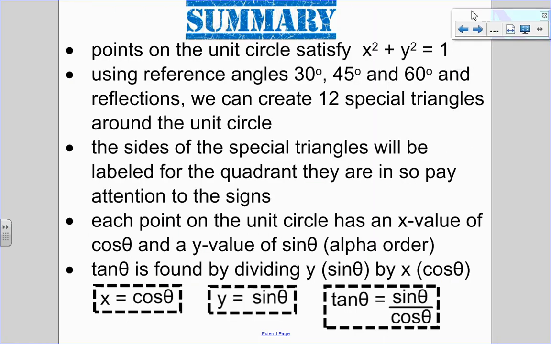So to summarize this lesson, points on the unit circle satisfy x squared plus y squared equals 1. And using those reference angles, we created 12 special triangles all the way around the unit circle, in 4 quadrants. Okay, each point on the unit circle has an x value of cos, a y value of sine, in alphabetical order, and tan is the ratio of the numerator of y divided by the numerator of x.